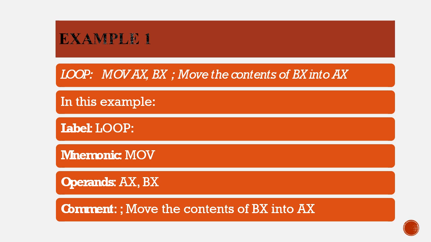Now, example one. When you look at this short code, loop: MOV AX, BX, meaning move the content of BX into AX. So in this example, the loop is a label. We've done an example on it already. While the MOV is a mnemonic, which represents an operation, the operands are the AX and BX, which represent memory locations where data are stored.